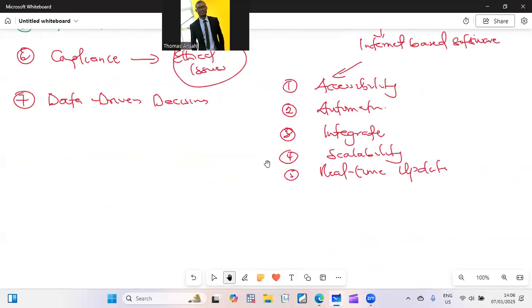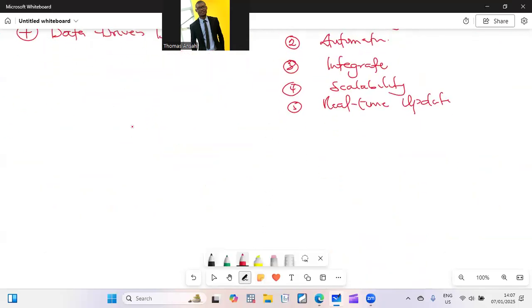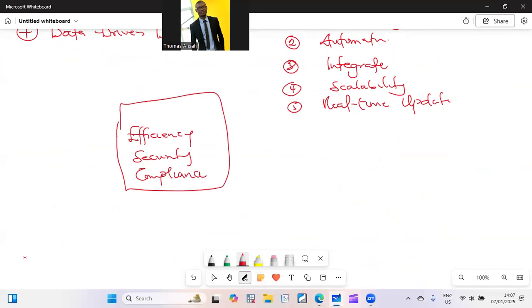So what it is doing is making us more efficient, solving our data security issues, and helping us with compliance. Technology is doing much. But one thing we must talk about is the fact that there can be data breaches. So that is the downside. The risk is that there can be data breaches.